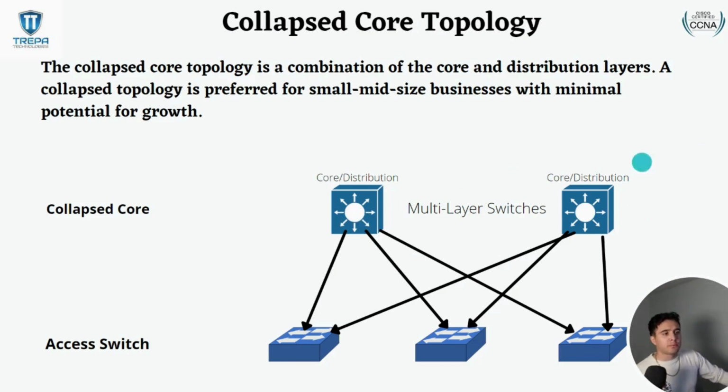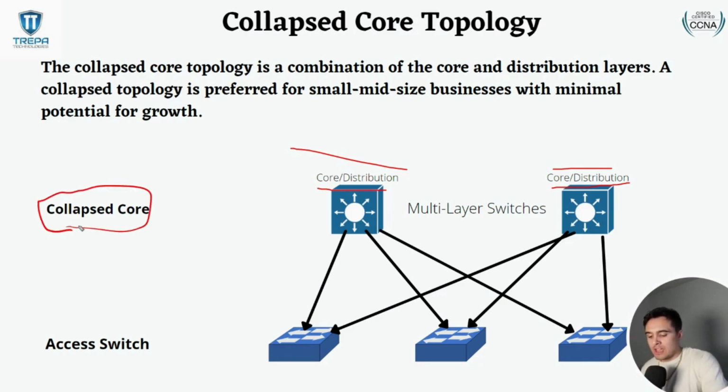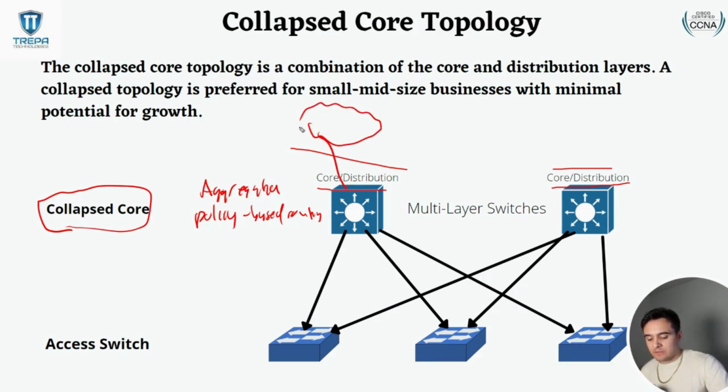Okay, and then we have the collapsed core topology, which is essentially going to combine that core and distribution layer, which is why we teach the 3-tier one first, because now we already went over what those layers do. We're going to collapse those two layers into one big robust chassis of a switch, call that the collapsed core. And that's going to take over the functionality of the core and distribution layer. So we still have all that policy-based routing for our users. And then we also have that aggregation at the core layer that goes out to the internet. Then our access layer or access switches stay the same.